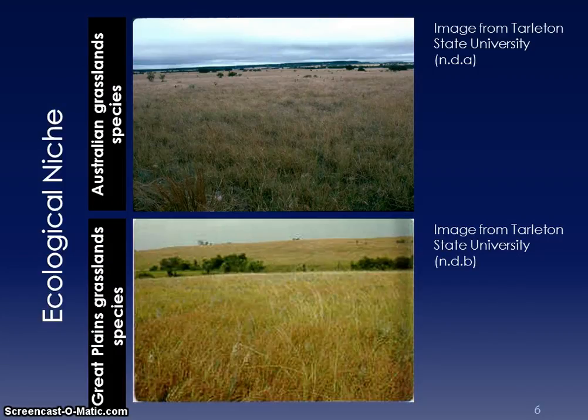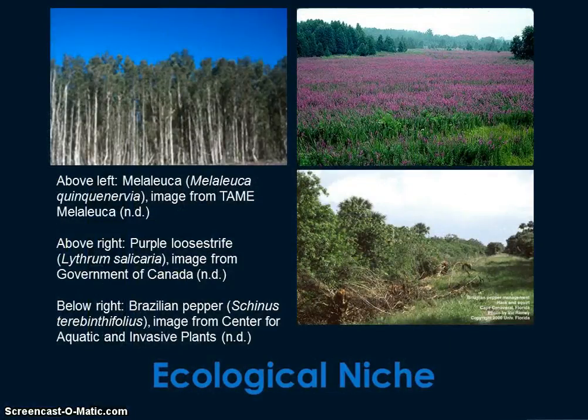One interesting point: different species can hold similar niches in different locations. For example, as shown here, Australian grassland species and Great Plain grassland species occupy the same niche. Another interesting point: the same species may occupy different niches in different locations.